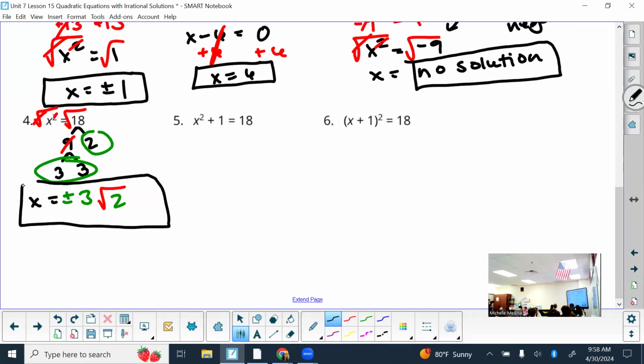All right, almost there. Keep going. Starting with what's farther from the x. In number 5, would that be the 2 or the 1 that's farthest? Opposite of adding 1. Whatever you do on one side. I get x squared equals, 18 minus 1 is 17. Opposite of squaring is square root, on both sides. And 17 is not a perfect square. So you do have to break it down to its prime factors. What are two numbers that multiply to 17?